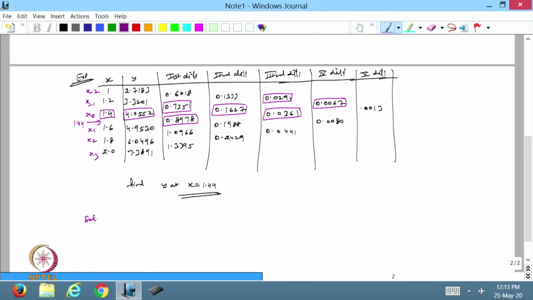Solution: my p will be (x minus x naught) by h. My h in this case is 0.2, it is given to me. So x is 1.44 minus x naught, I am choosing 1.40, divided by 0.2. So this value is 0.04 divided by 0.2. So it is 0.4 by 2. So the value will be 0.2.